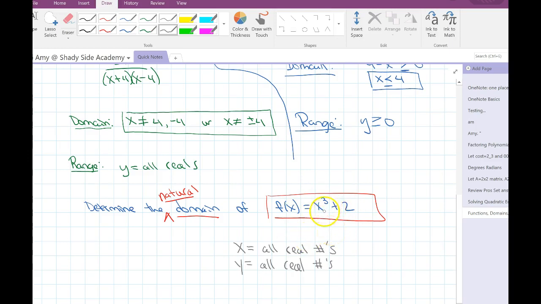If I plug in values of x, there are values that give me an output of y that is positive, there are values of x that give me an output of y that's negative, and there's a value of x I can plug in that gives me an output of y that is 0. Okay, very, very good.